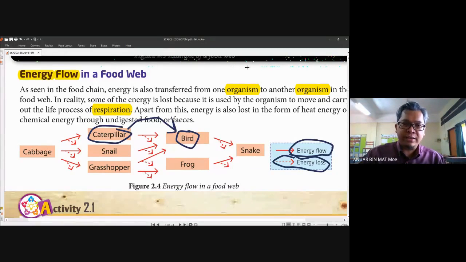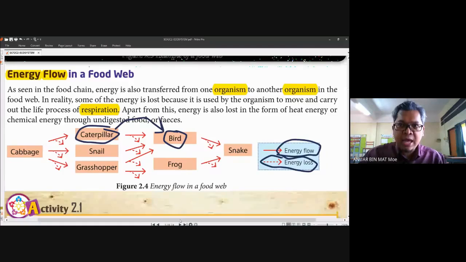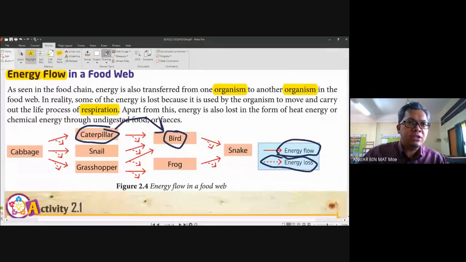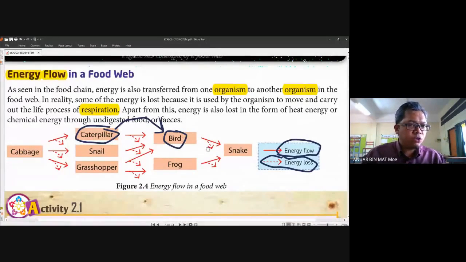Because why? For example, birds will eat the caterpillar. Birds will use the energy. Energy for what? Energy for respiration, and then it uses energy to hunt down the animal. For example, the snake. When the snake wants to eat the birds, it will use energy in order to hunt for the birds. To capture the birds, they use energy. So some of the energy will be lost.